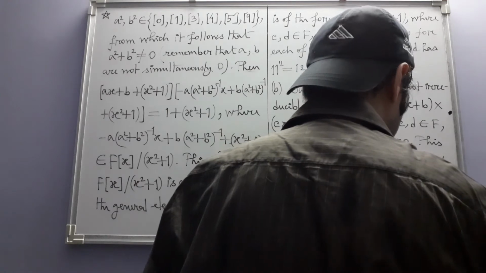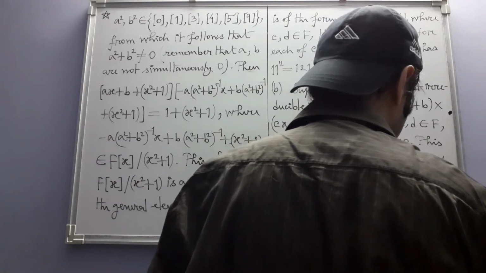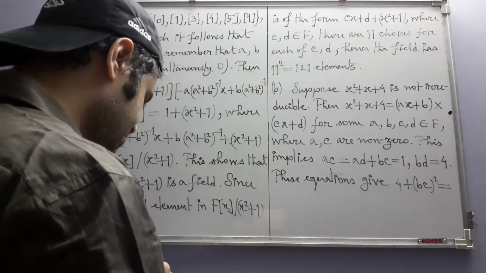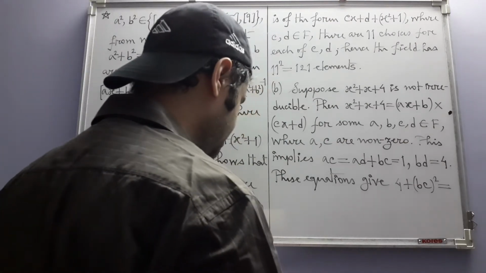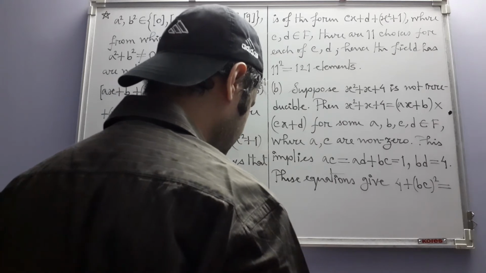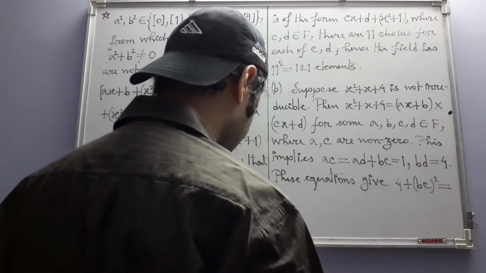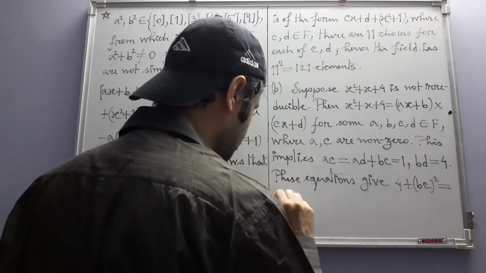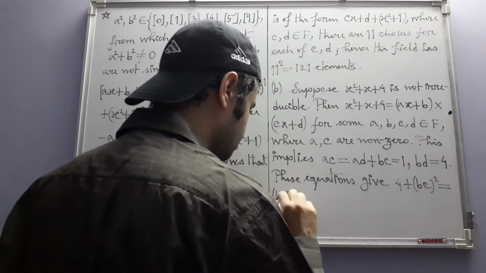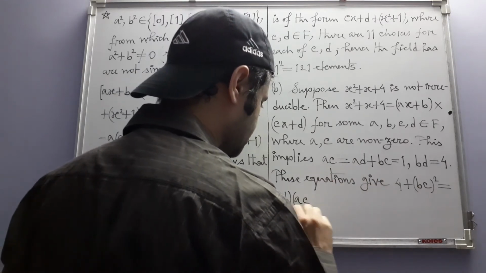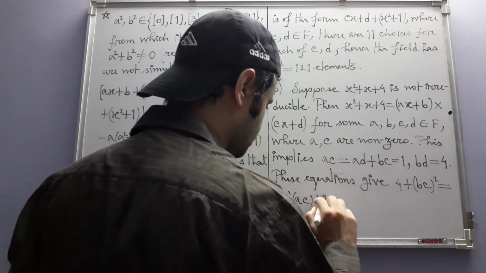4 plus BC whole square is equal to, in place of 4 we can write what? We can write BD and AC. So BD is equal to 4 and AC is equal to 1. So we can write like this.